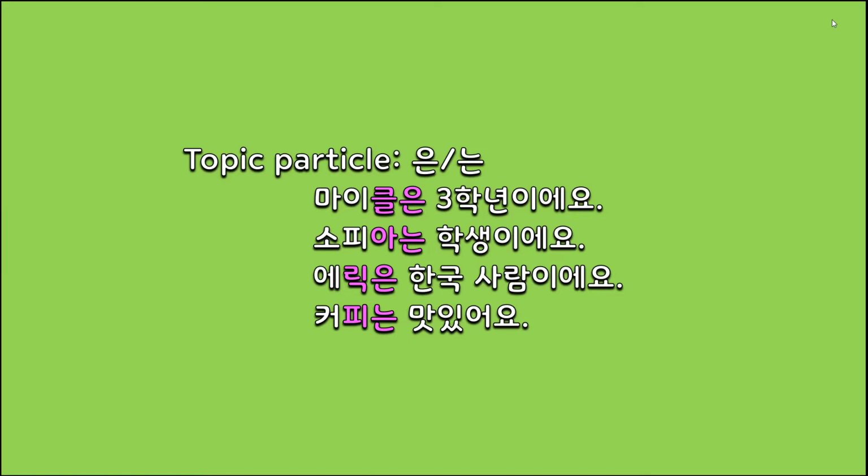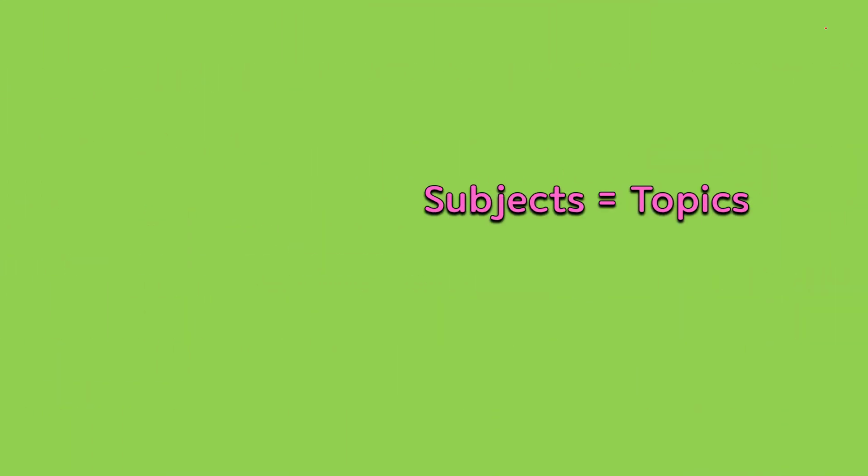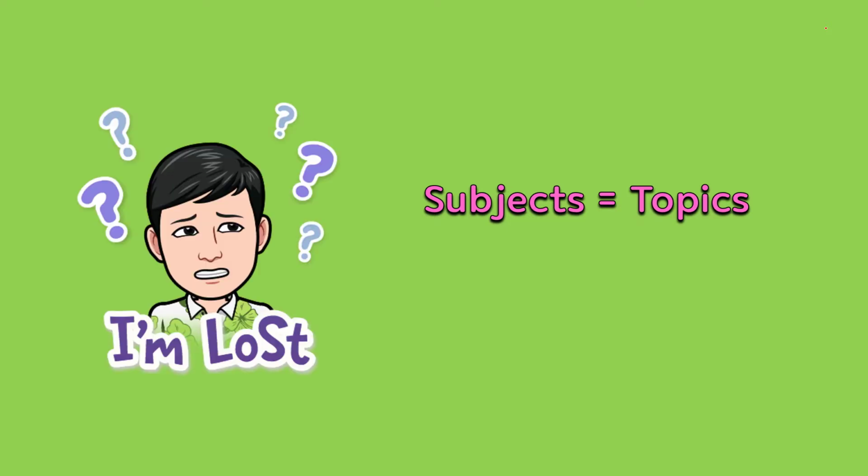Topic particles are similar. Topic particles marks the topic of the sentence. 은 is used after a consonant, and 는 is used after a vowel. What is interesting is that the subject and the topic of the sentence seems to be the same a lot of time, which is very confusing to people who just start to learn Korean. When should we use the topic particle and when should we use the subject particle?